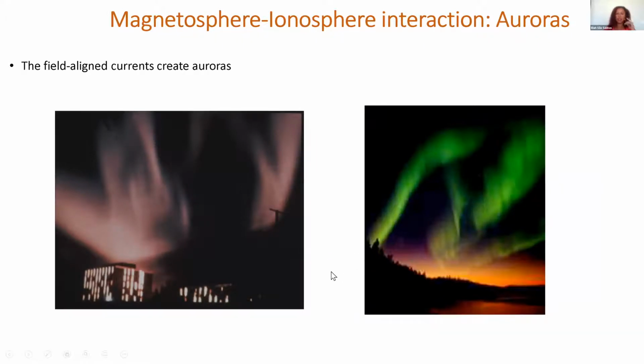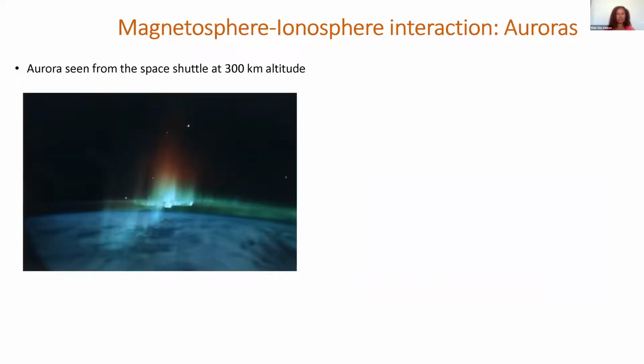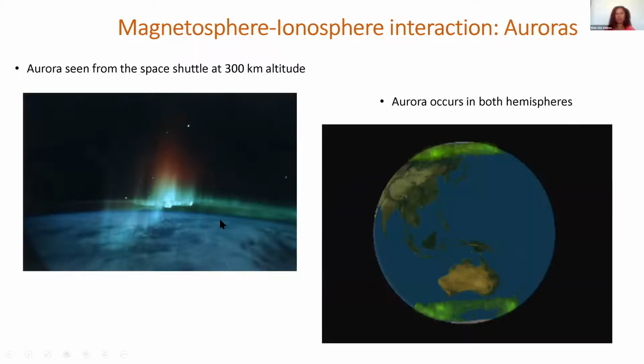Now you understand in general lines how the aurora is created. We also can see a beautiful image of the aurora from the space shuttle at 300 kilometers altitude. And aurora should occur in both hemispheres because we have field lines coming to the ground in both of them. And they indeed do. This is a nice movie showing these observations.